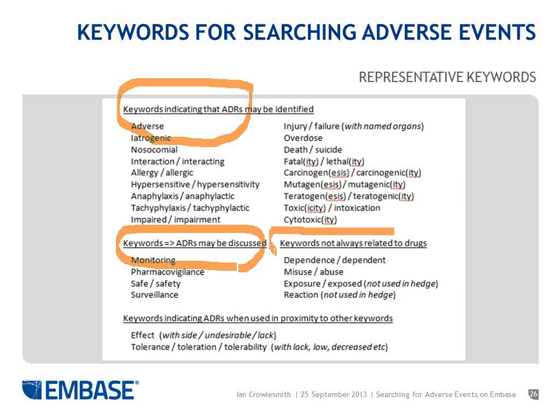Here are some keywords which are related in some way, but not necessarily always to drugs. And at the bottom, I've put a couple of keywords which indicate adverse drug reactions when they're used in proximity to other keywords. So, for example, in the case of effects, if the article talks about undesirable effects or lack of effects, then these might be an indication of adverse drug reactions.